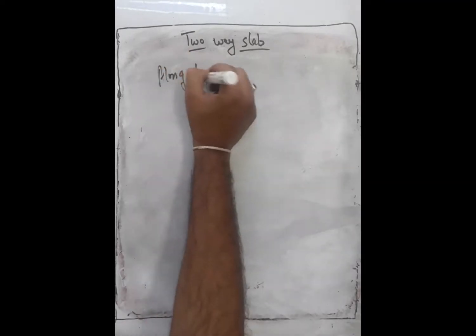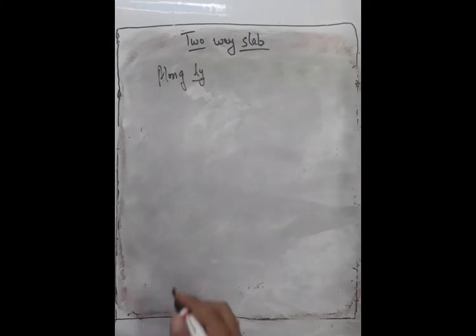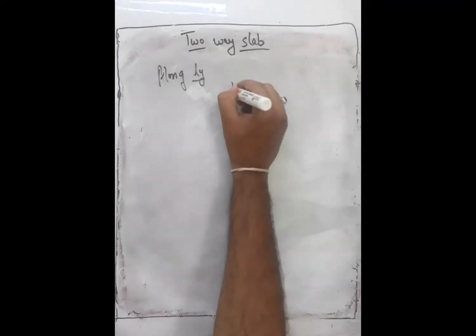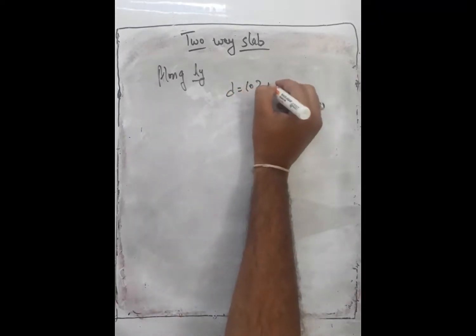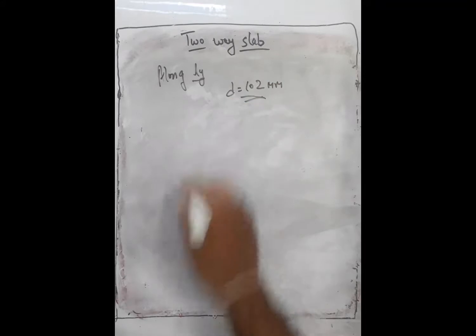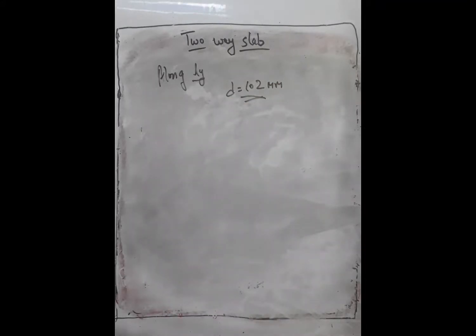Along Ly we need an effective depth. Now, how do we find the effective depth for Ly? Here I write, effective depth for Ly is 102 mm. Now, how do we get this 102 mm?